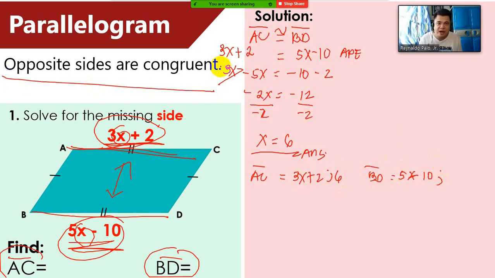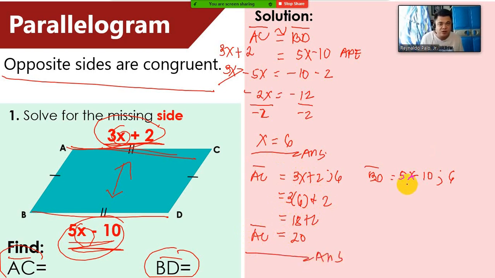So we have to get similar measurements for these. Substitute the values: 3 times 6. It's better if you are holding calculators and paper so that it's easy for you to follow the examples we have here. So 3 times 6 plus 2. 3 times 6 is 18, plus 2, 18 plus 2 is 20. So we can say that segment AC is equal to 20.